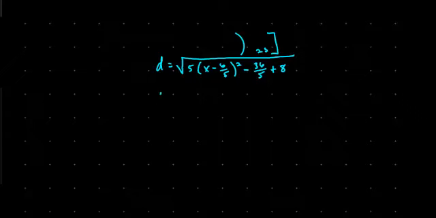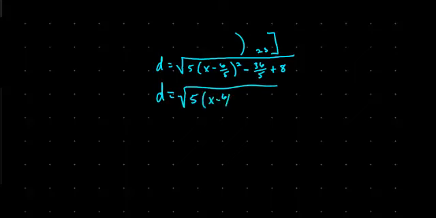so now I have that d equals the square root of 5 times x minus 6/5 squared plus, and so let's go a negative 36/5 plus 8. 8 is 40/5. And so what's that going to give me? 40 minus, it's going to give me a positive 4/5. Is that okay? So positive 4/5.